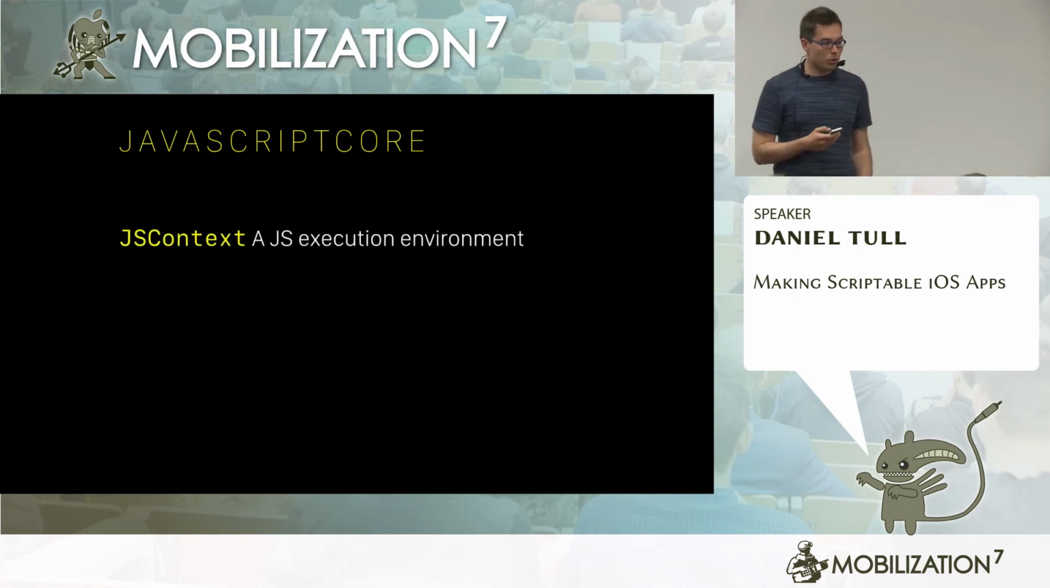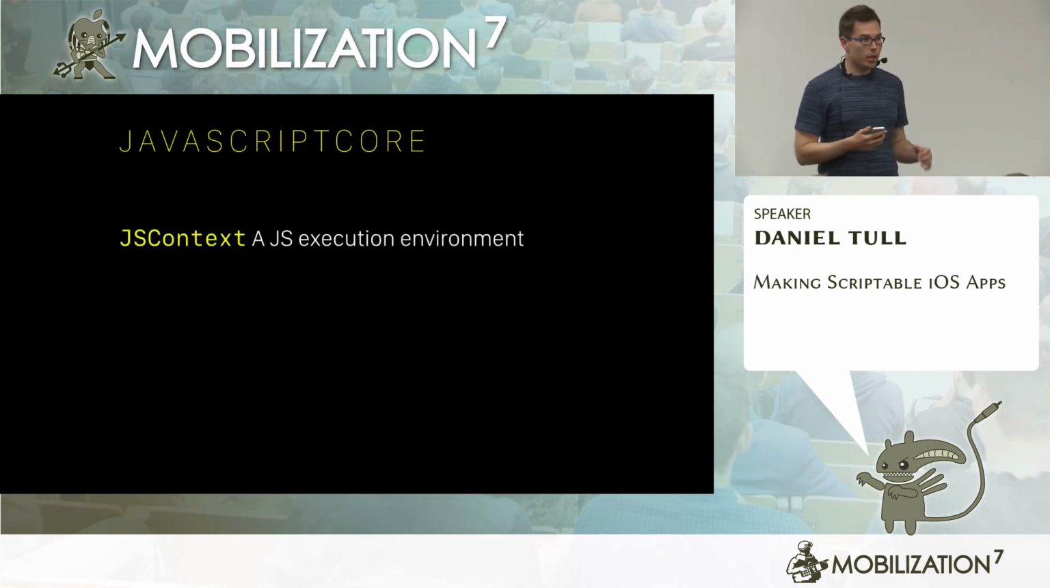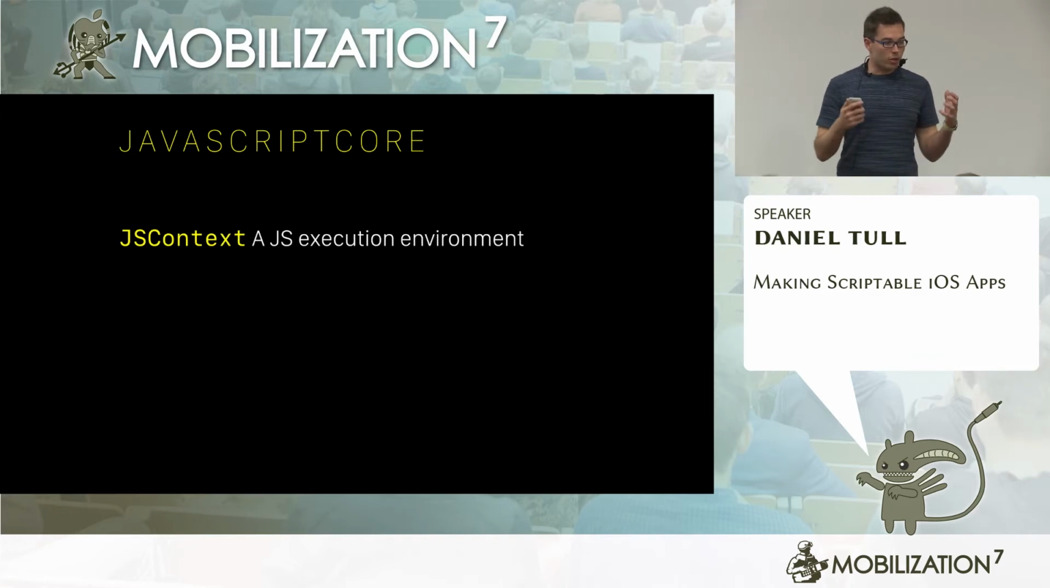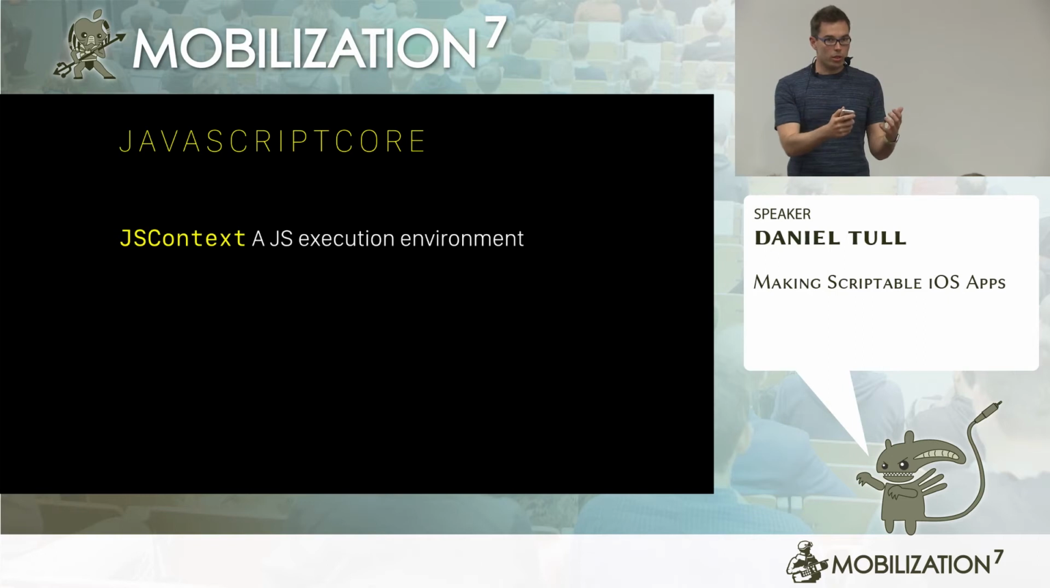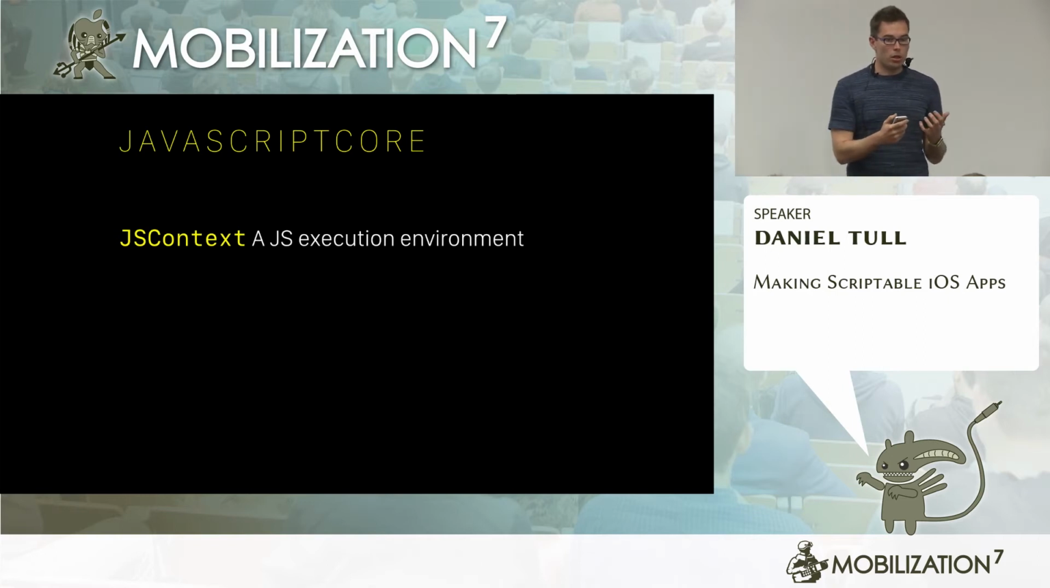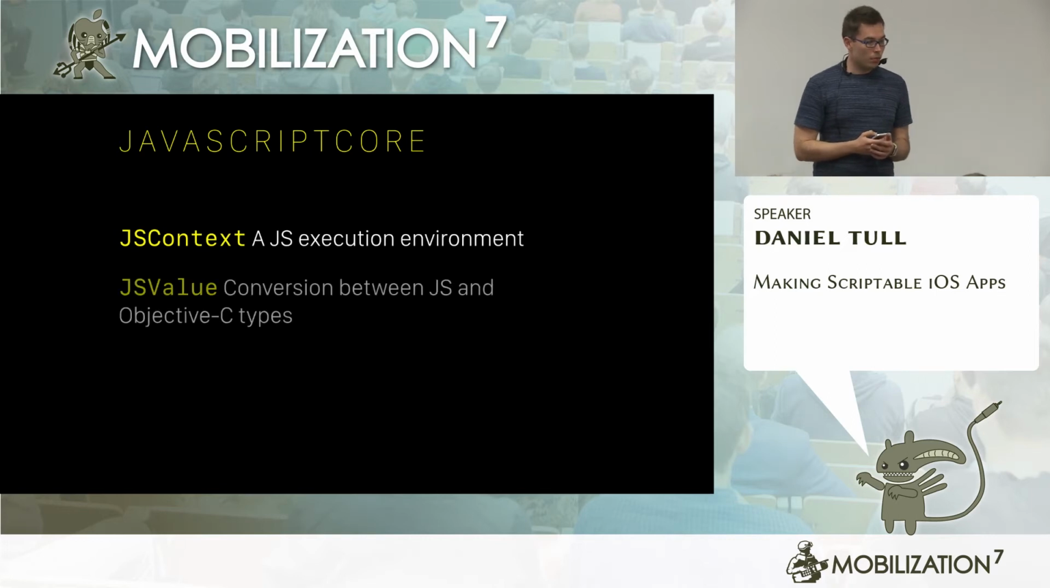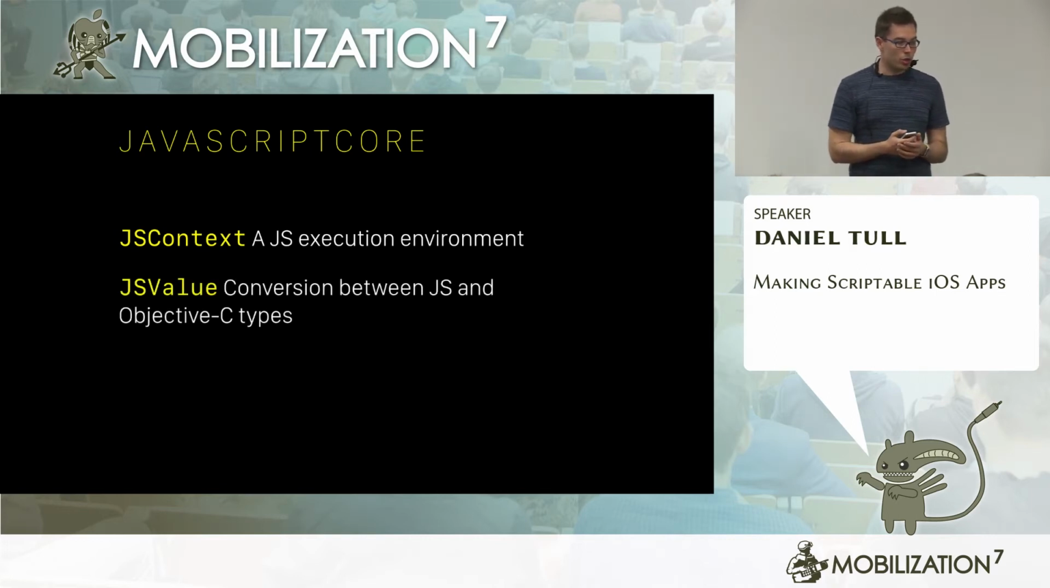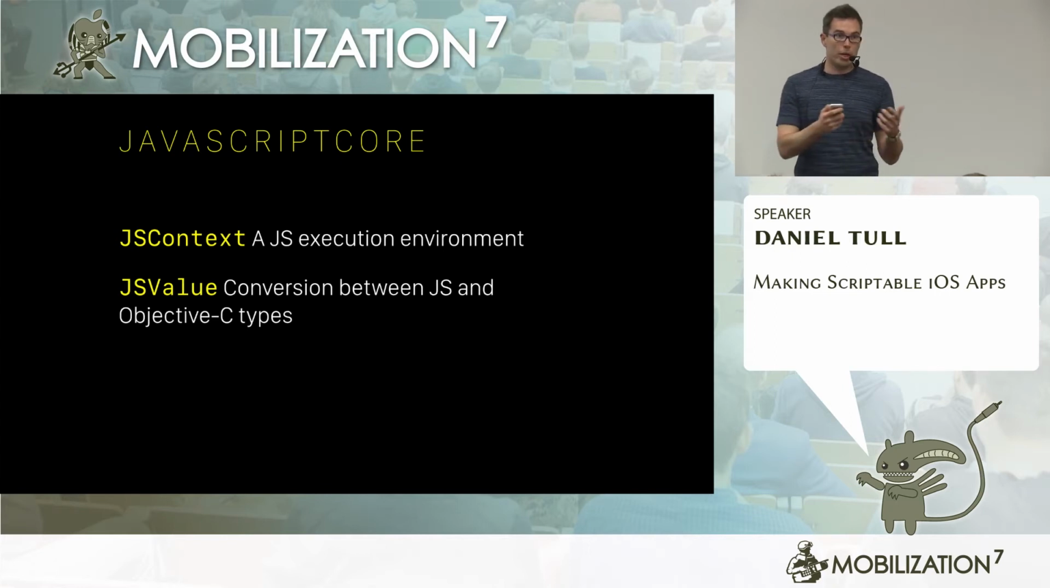So the fundamentals that we're looking at are a JS context, which is the environment itself. It's going to give you a way to define all of these custom types, to execute or run a JavaScript string. We're going to look at JS values, which are wrappers around your values and wrappers around JavaScript values to give back to Objective-C.